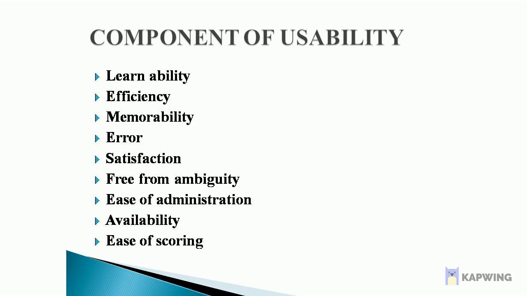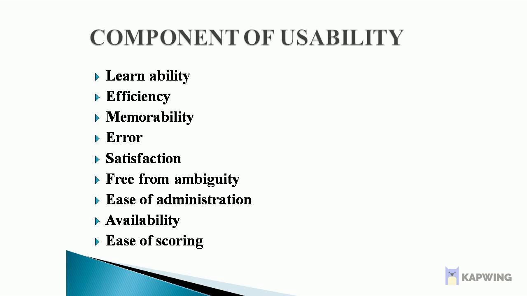Ease of administration. Ease of administration is also an aspect of usability. If the directions for administering the test are complicated, then the subject may lag behind in performing such a test. Availability. Availability is also one of the components of usability. Ease of scoring. Ease of scoring is another component of usability. The scoring procedure must be simple. The scoring key should be objective.